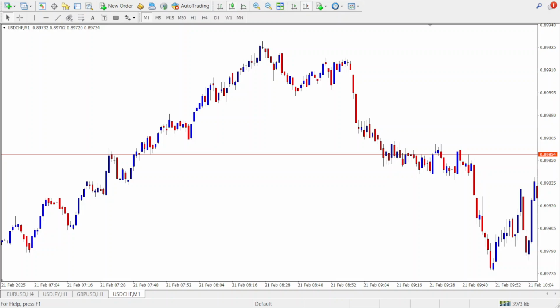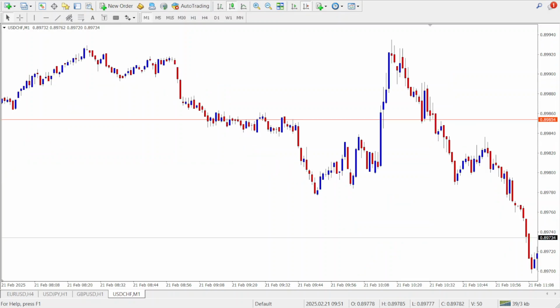In this video, we're going to be diving deep into the supply and demand flip zones. This is a game-changing strategy that can help you spot market reversals and execute high probability trades. Whether you are just starting out or you are already an experienced trader, understanding supply and demand flip zones is crucial for your success in the forex markets.